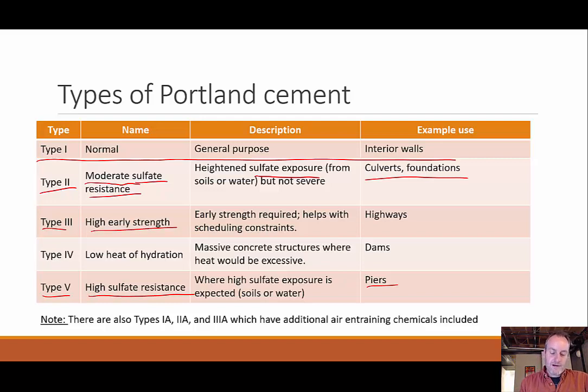Type 3 is high early strength, so of course you've got to be quick because it's going to set up quickly, and this is used on like highway projects where you're just pouring and you're working your way down along. You don't have 28 days to keep going, right?